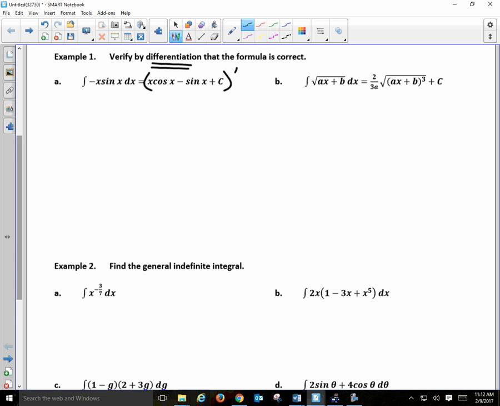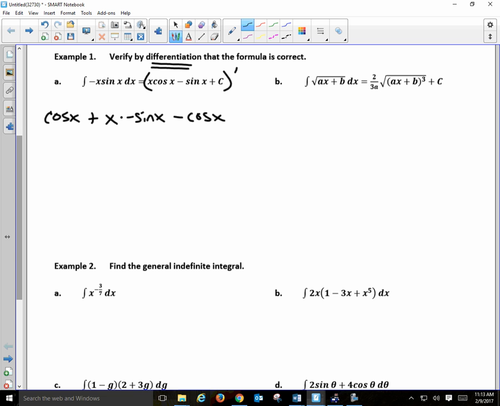If I want to take the derivative, what rule do I have to use for x cosine of x? Product. Derivative of x is 1 times cosine of x plus x times what's the derivative of cosine? Then I have minus sine of x. What's the derivative of negative sine? Negative cosine of x. And what is the derivative of a constant? 0. So that goes away.